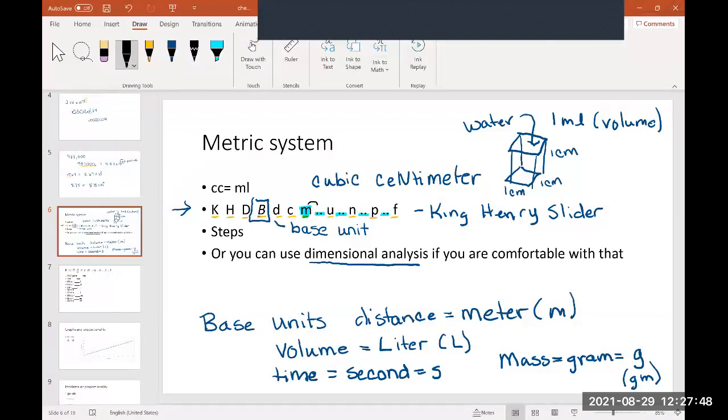But it's no longer a jump of 10. It's a jump of 1, 2, 3. It's a jump of 1,000. And same thing between micro and nano. It's another jump of 1,000. And between nano and pico, it's another jump of 1,000. And between pico and femto, it's another jump of 1,000. So I put those 2 dots in between as placeholders. What do I mean by that? How do we use this King Henry slider?